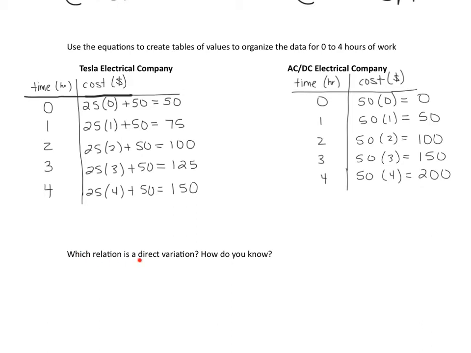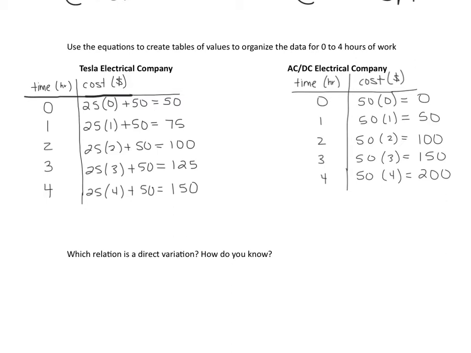So our follow-up question, now that we have our tables of values ready to go, is which relation is a direct variation, and how do you know? So remember, way back when we talked about direct variation, we know that a direct variation is one that begins or starts at the point 0, 0. So we are going to go to our tables of values, and we're just going to look for the table that has the data point 0, 0.